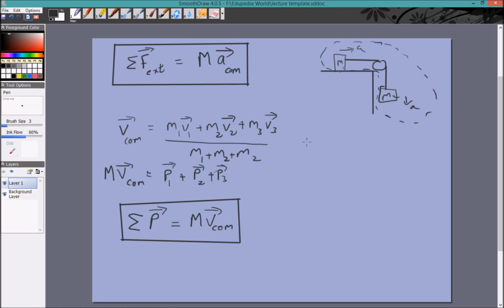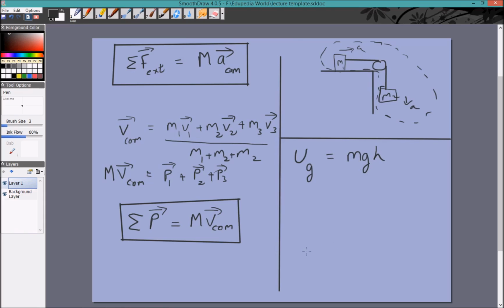Another important use of the center of mass: we saw the potential energy of gravity, we derived it to be mgh, right? But that was for a particle. Let's say this is my ground and I have a rod of total length L, and I want to find out the gravitational potential energy of this rod. The easiest way would be to take individual elements, find out their potential energy and add them up. So let's do that. Let's take an element of thickness dx at a height x.